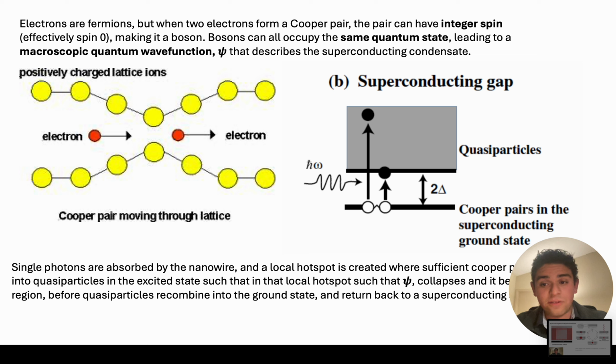And if enough Cooper pairs are excited up to this quasi-particle state, then what happens is that this wave function collapses. And what we'll see in our device is that when we get a photon incident on our device, it's going to create a local hotspot where it creates a resistive barrier, and it breaks this superconducting state locally before it cools back down again.